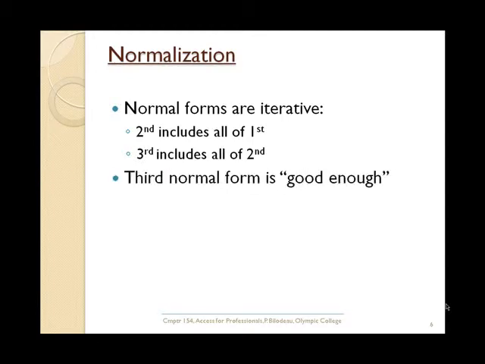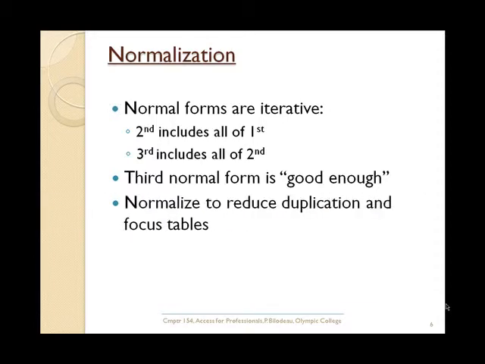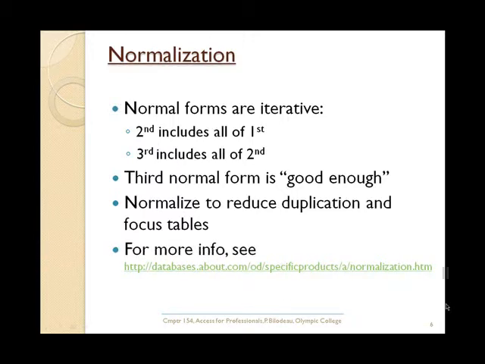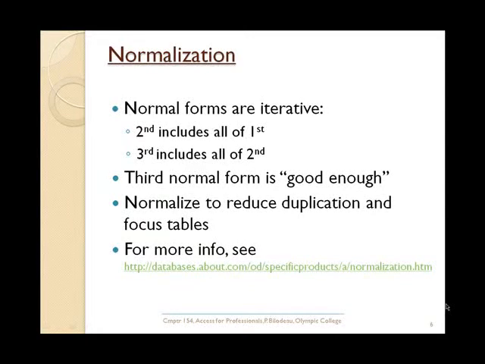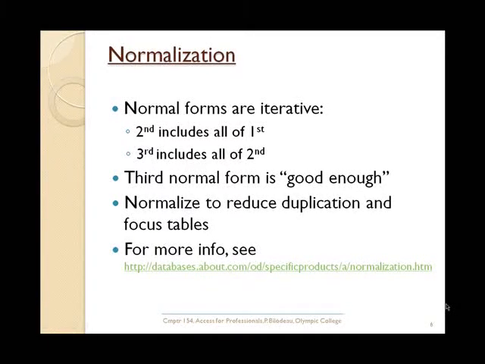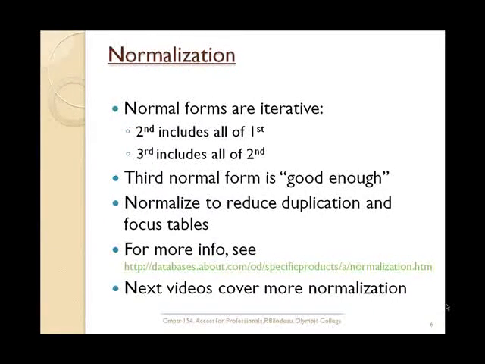For most purposes, a designer can achieve good database design by going through just the first three levels only. We normalize to reduce data redundancy and to focus tables to a single subject. For more information on how normalization works, refer to http://databases.about.com/od/specificproducts/a/normalization.htm. We will cover more with normal forms in the following videos.